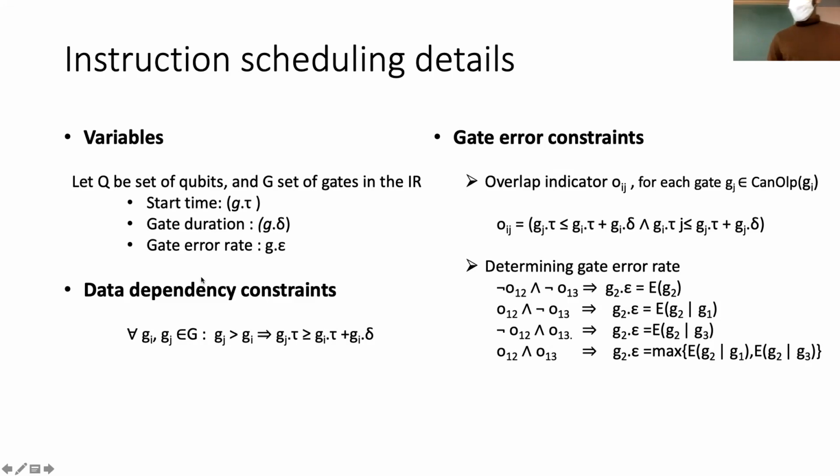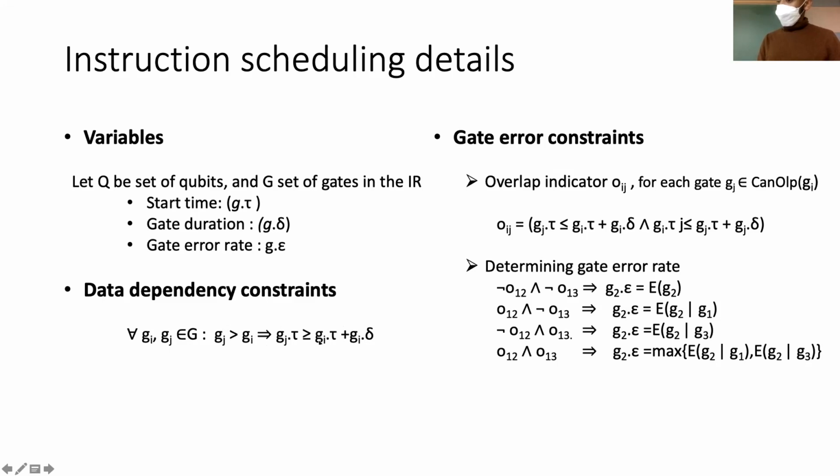There are also data dependency constraints, which means we cannot always parallelize an instruction, because the information on one qubit could be important for the next instruction. So this cannot always happen. It's defined by the following equation: if gate Gj is greater than Gi, it means Gj depends on Gi and should be executed after Gi. Those are two qubit gates, so we represent it with this equation.